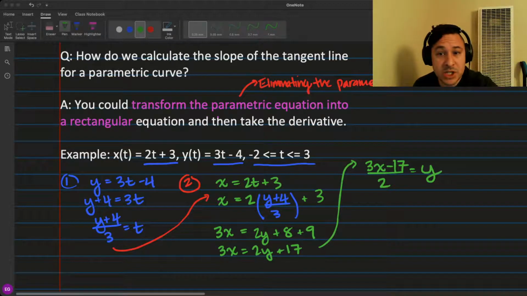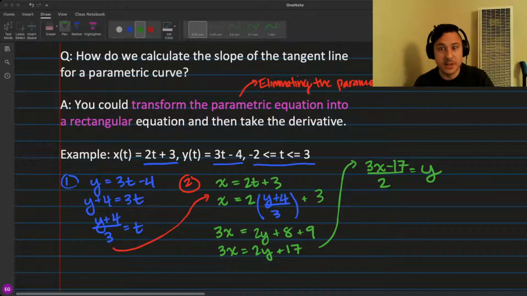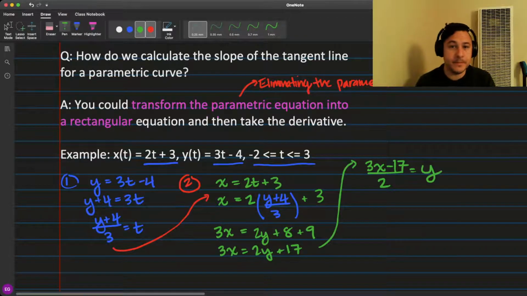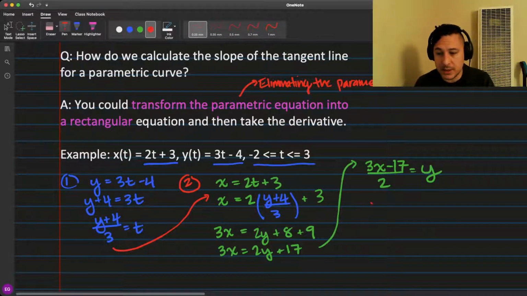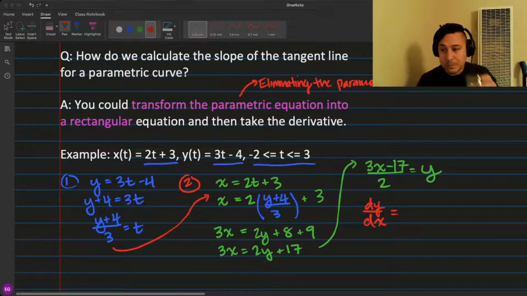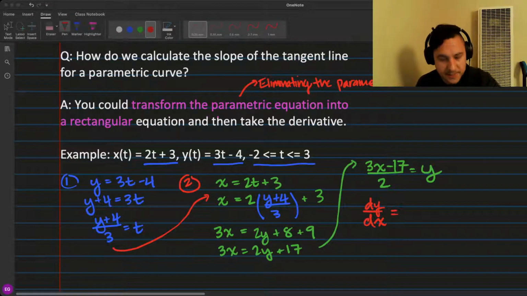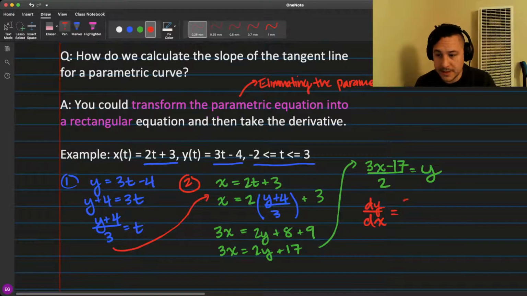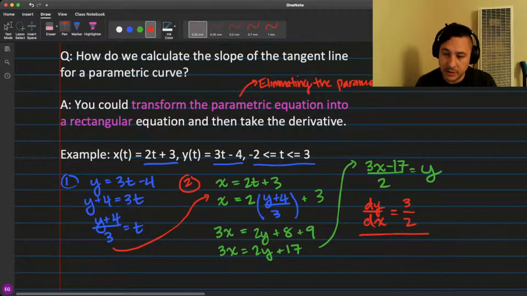So now it's pretty straightforward to find the slope of the tangent line. You would just calculate dy/dx. You can forget about that half. So if you take the derivative of this, what are you going to get? You get 3 halves. And that makes sense because we had an equation of a line, so it's going to have a constant tangent line everywhere.